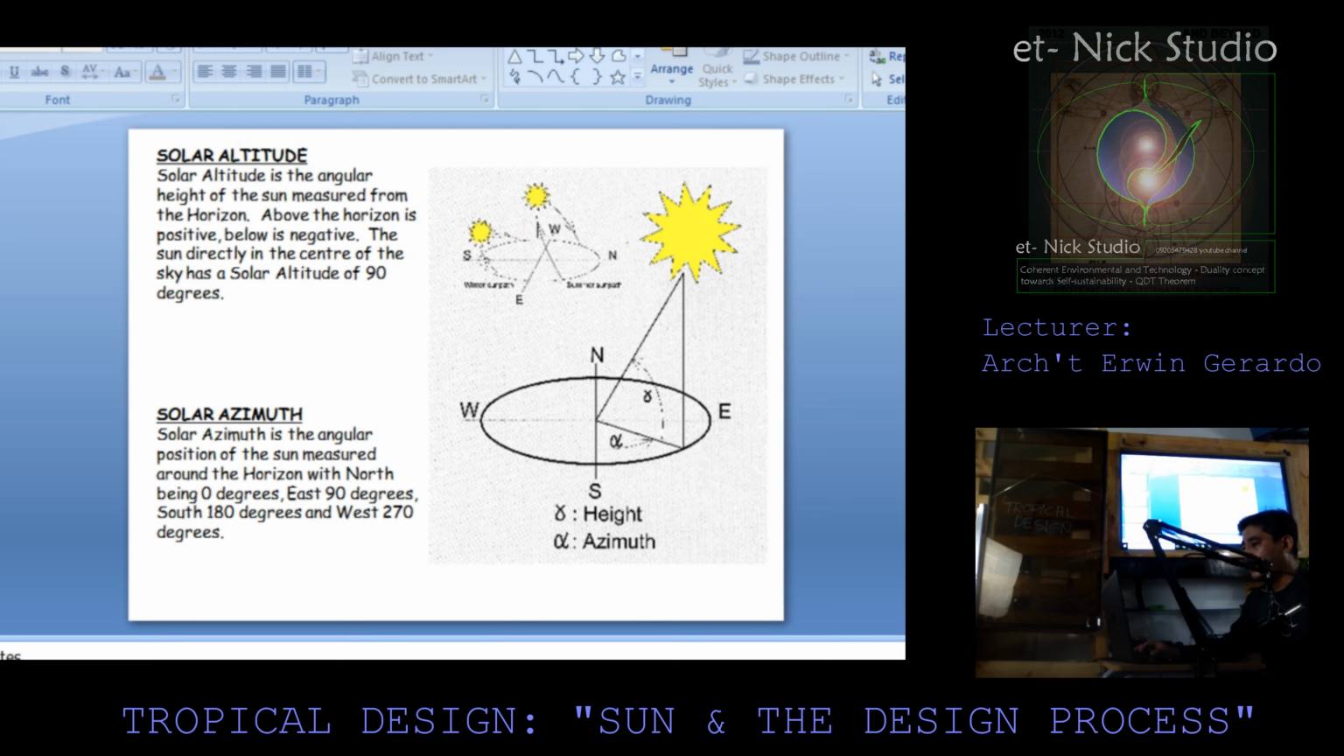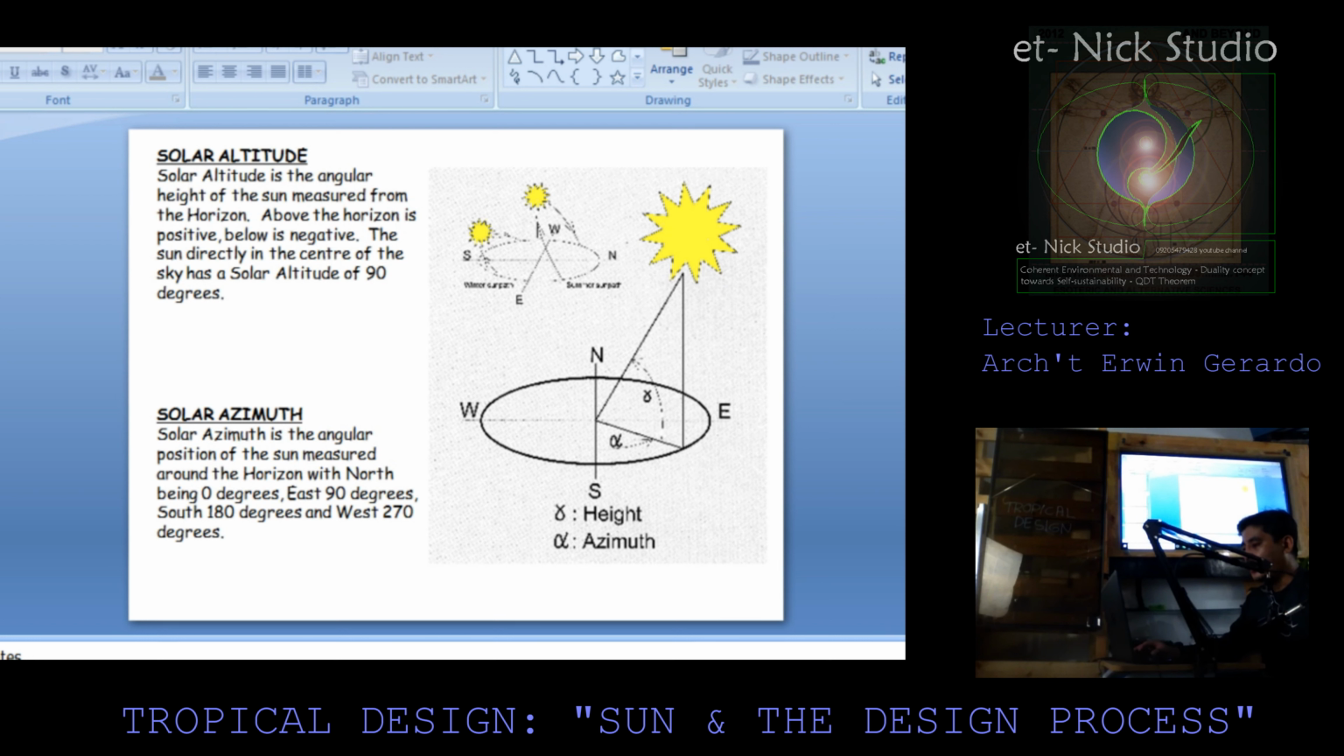Now, the solar altitude is the angle, the height of the sun measured from the horizon. Above the horizon is positive, below is negative. The sun directly in the center of the sky has a solar altitude of 90 degrees. So the 90 degrees is actually this one, considered to be your solar altitude or the height.